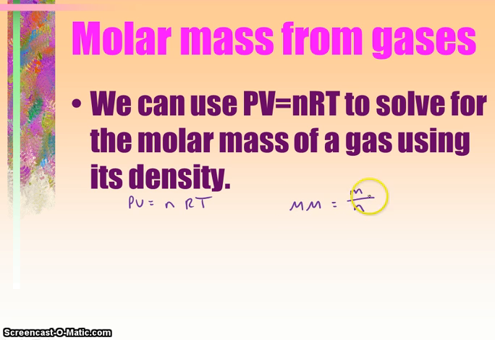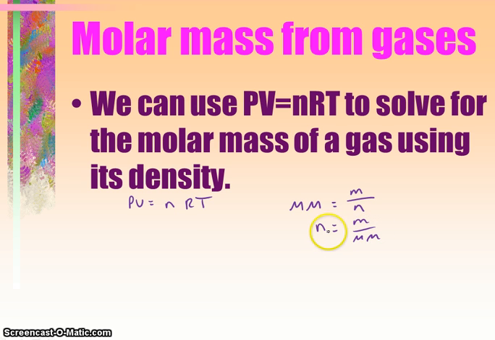Now we're going to play around with this a little bit. We're going to multiply both sides by n and divide both sides by molar mass. And that gives us n equals m over MM. So the number of moles of gas equals the mass of that gas divided by its molar mass.